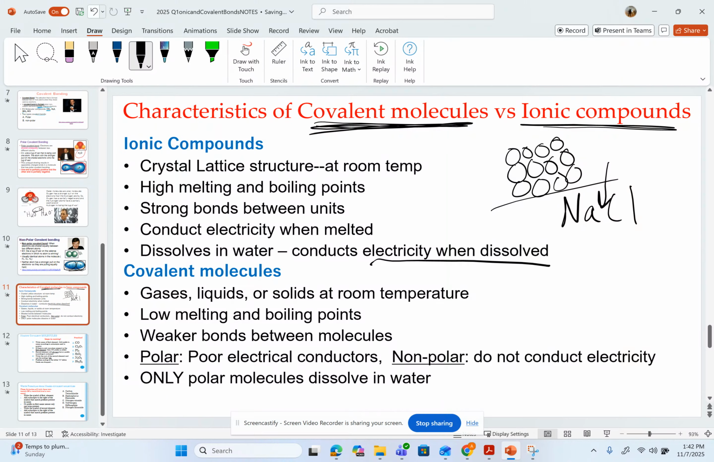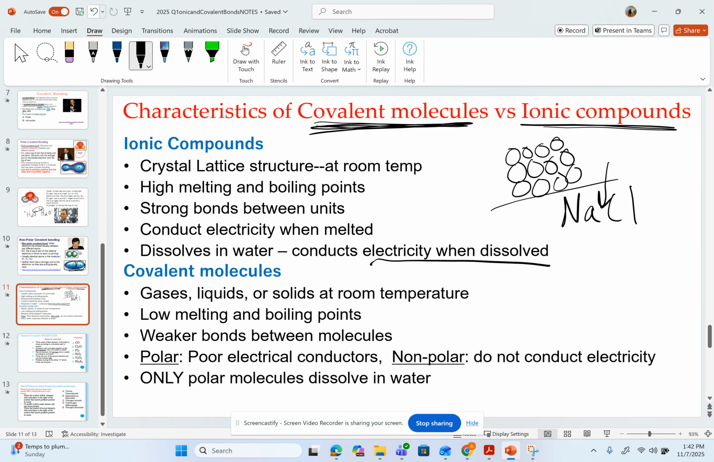Covalent molecules are typically gases, liquids, sometimes solids, but often very soft solids. They have very low melting and boiling points. That means that the bonds that hold covalent molecules together are not as strong, and it makes those substances gases and liquids or soft solids, or could be very brittle solids. Weaker bonds between the molecules.